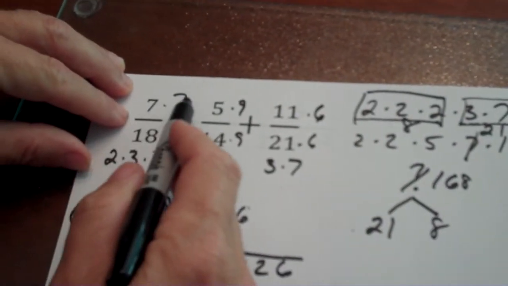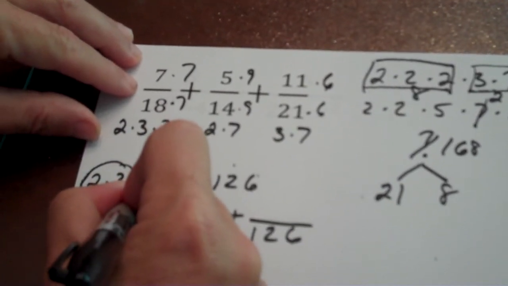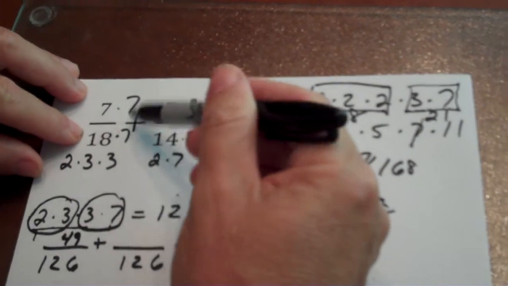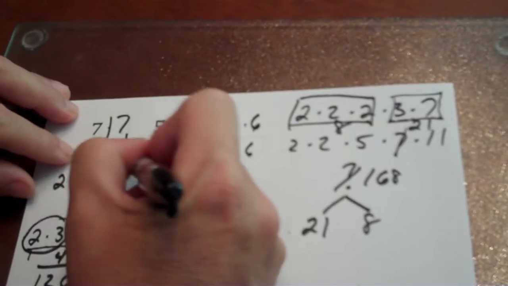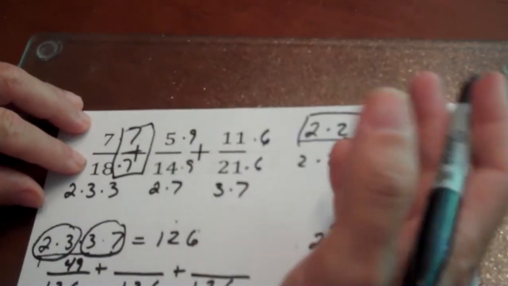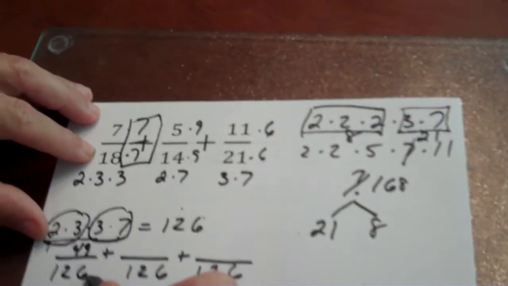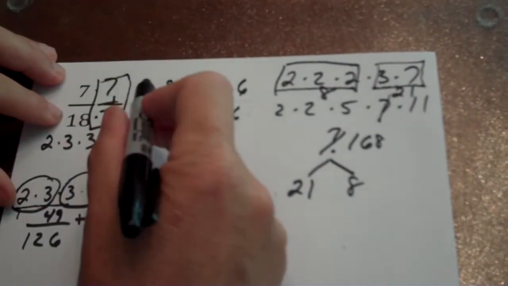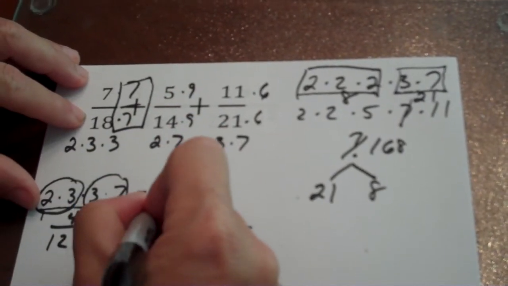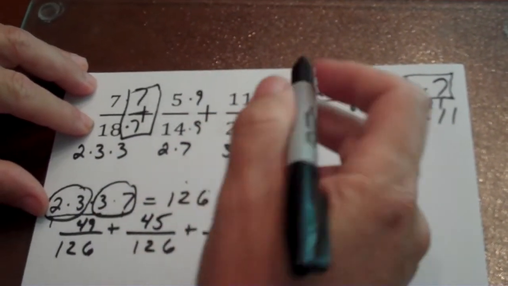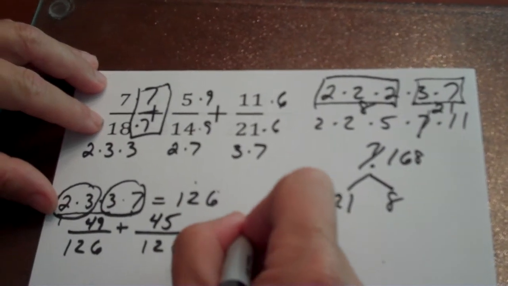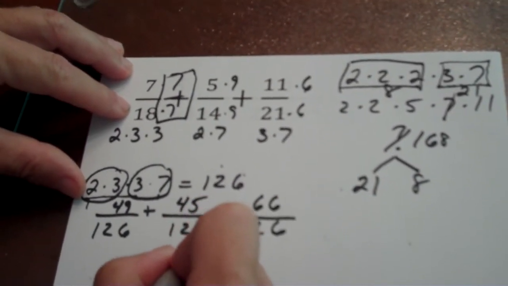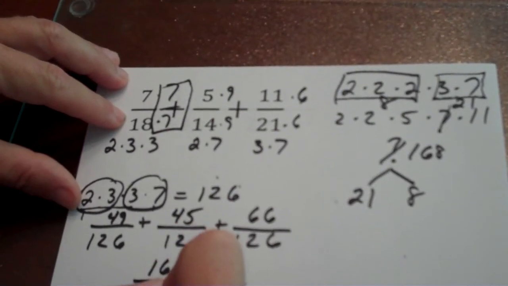So let's see, that'd be 7 times 7 is 49, and I know 18 times 7 is 126. Remember, you have to multiply top and bottom by the same number because that's 1, and multiplying by 1 does nothing. So this is essentially the same value as 7/18, correct? 5 times 9 for the same reason would be 45. 6 times 11 would be 66. And when I add those numbers together, I believe I get 160 over 126.